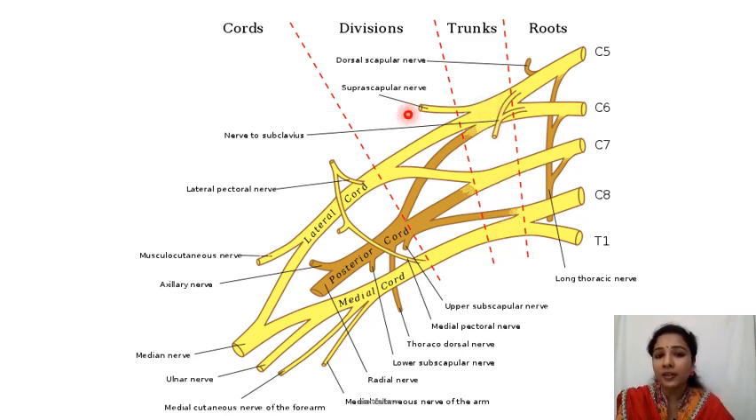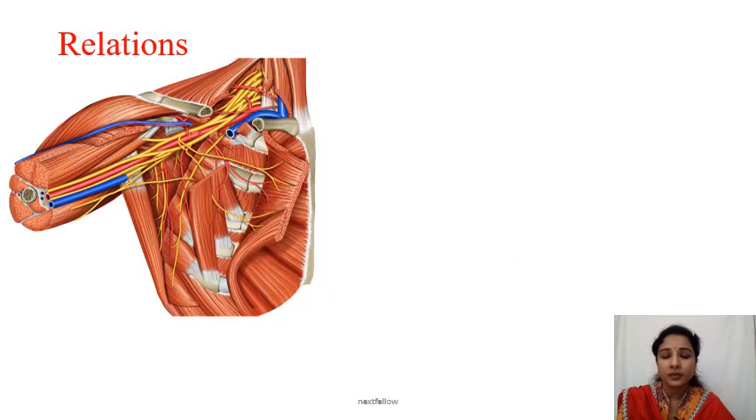So upper trunk, we can see a branch going upwards called the suprascapular nerve, which supplies supraspinatus and infraspinatus muscle, and nerve to subclavius, which supplies the subclavius muscle. And further, this upper trunk is dividing into divisions, we can see. And now finally we are going to see the branches of each cord. So that was a basic idea. Branches we will deal with a little later.